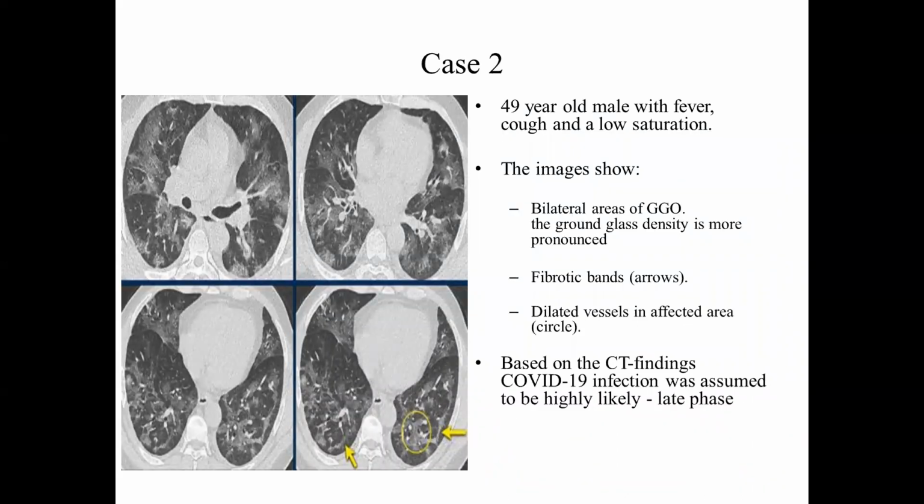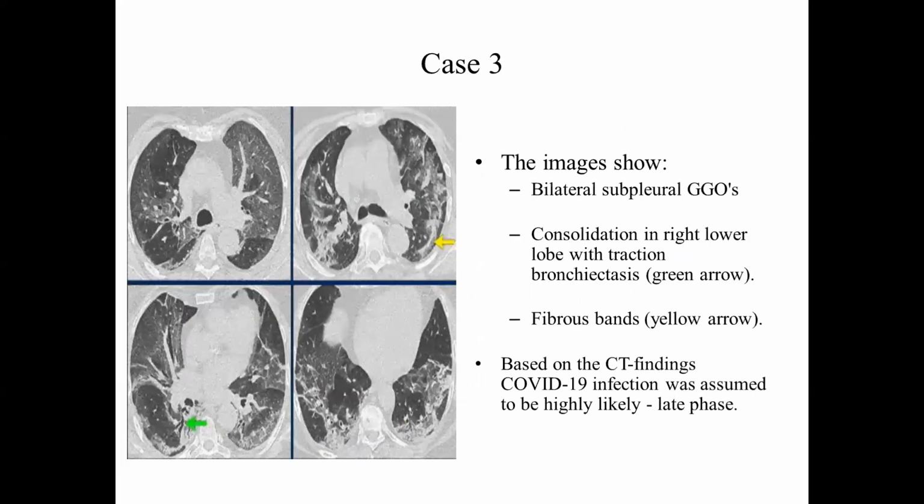Case 2: a 49-year-old male with fever, cough, and low saturation. The image showed more pronounced bilateral GGO with bilateral multilobar involvement. As you can clearly see, there is a fibrotic band, with the arrow pointing towards it, and in the circle you can make out dilated vessels. Based on these CT findings, COVID-19 infection was assumed to be highly likely, in a late phase.